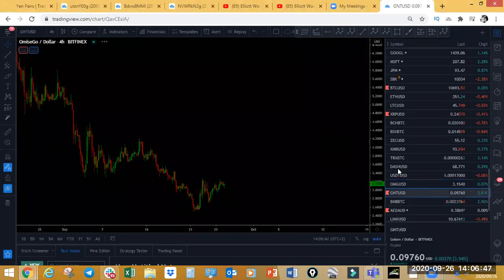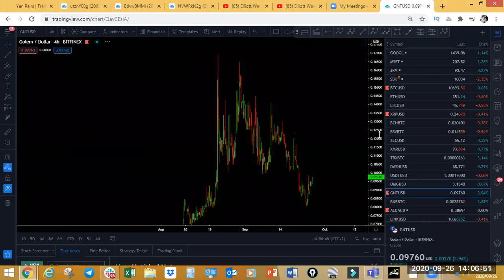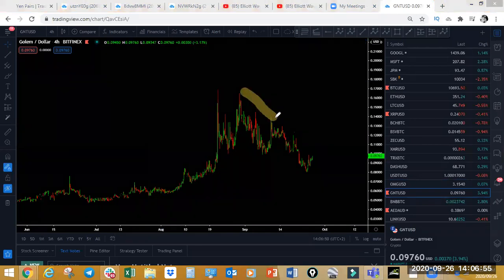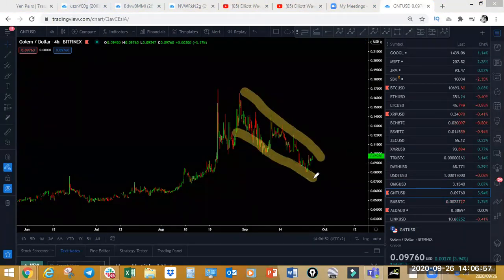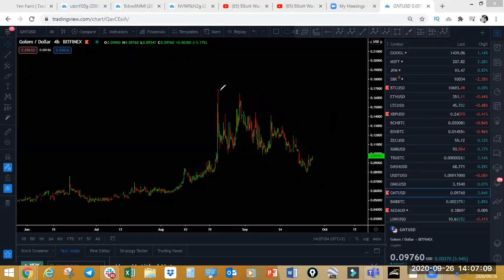Golem. Golem is showing a clear impulse to the upside, has not confirmed reversal as yet from this big corrective structure. So we'll be looking for this corrective structure here. So watch out for this to make a clear impulse here, make a clear correction before we get a move to the upside. So Golem actually looks very interesting. If we get a confirmation for upside, the next move will be to retest the previous high there.